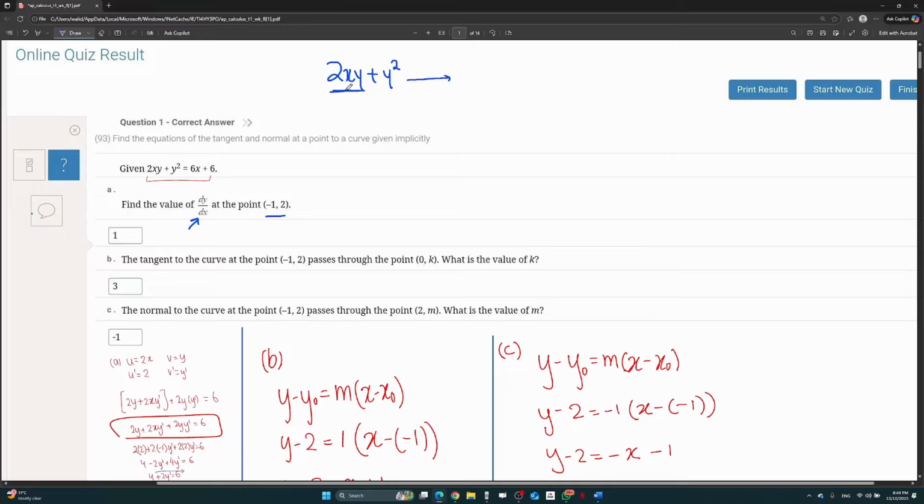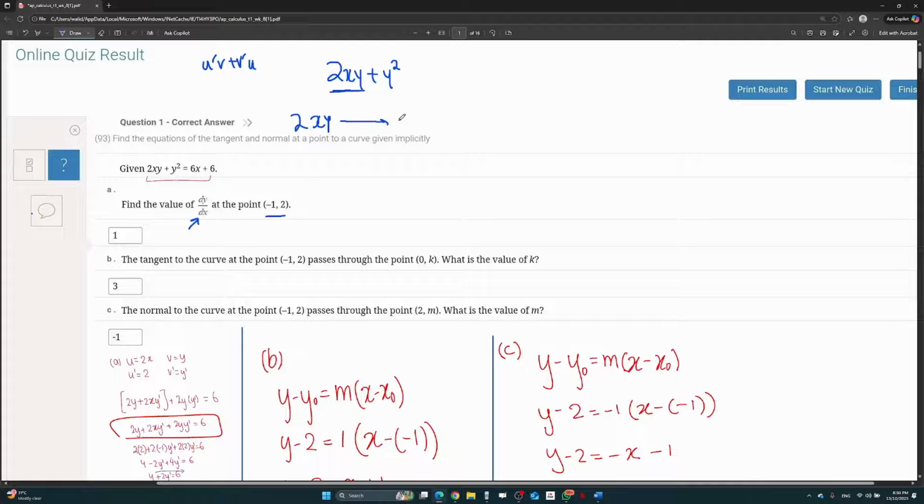So, let's derive the left side. Let's derive the right side. Let's start with the left side: 2xy plus y squared. Derive it. First, let's derive 2xy. How do you derive it? Isn't 2xy a product of two things? Exactly. So how do you derive a product? It's u prime v plus v prime u. U prime v plus v prime u.